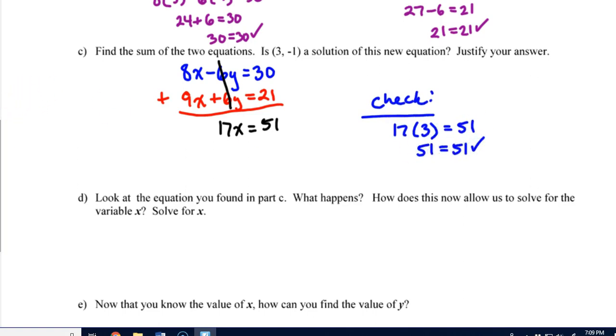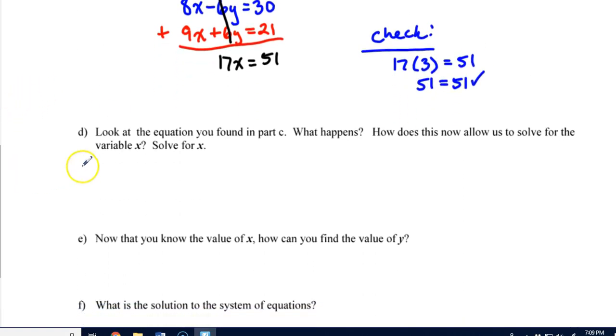Okay, so at this point, I think we've seen this before. We've answered this question several times. The y's are eliminated, so we can now solve for x. And we've done that a bunch of times, so I'm not even going to write the answer. We can solve this by dividing, and lo and behold, it works out to be 3.